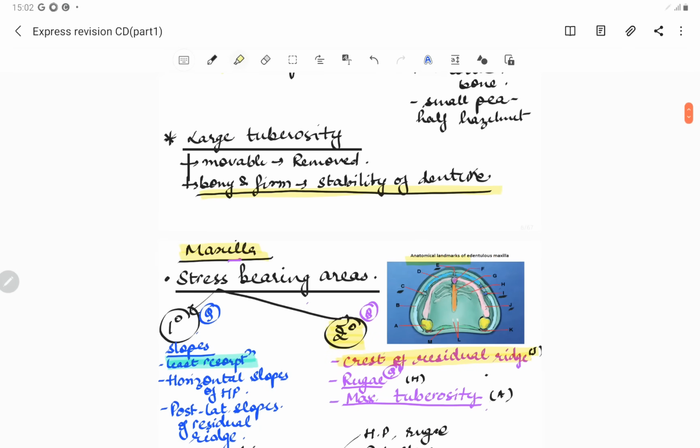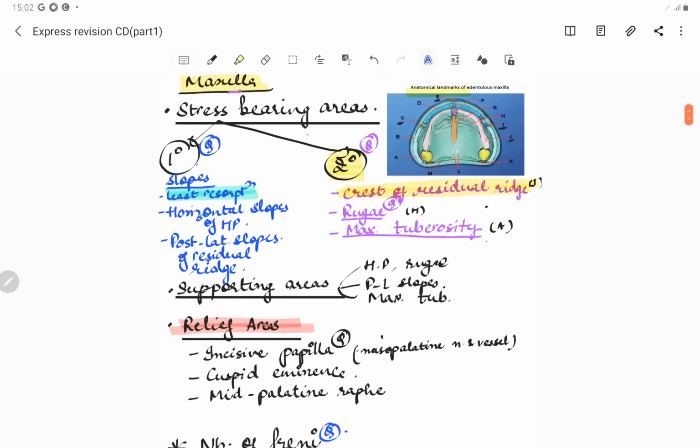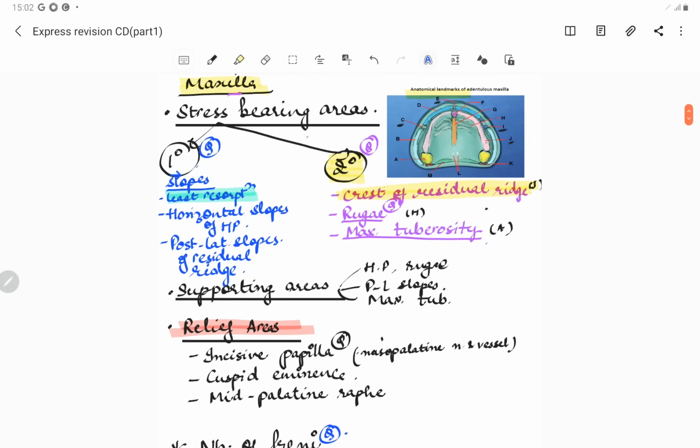Then the large tuberosity, again a bony and firm swelling, if it is present, it is going to provide the primary stability to the denture. Coming to anatomical landmarks, maxillary stress bearing area, primary and secondary. Primary, we have got all the slopes. Why do we call it primary stress bearing area? Because there is going to be least resorption, and it is seen in the horizontal slopes of the hard palate and the posterior lateral slope of the residual ridge. Secondary, we have got 3 things: crest of the residual ridge, rugae, and the maxillary tuberosity.